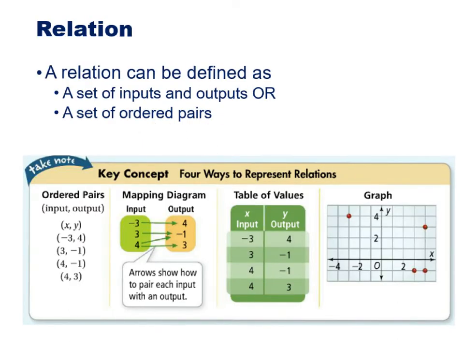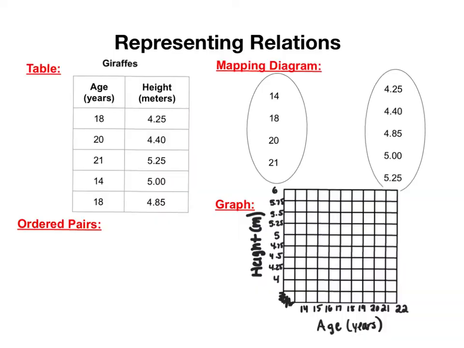A relation can be defined as either a set of inputs or outputs, or a set of ordered pairs. And we can represent a relation in three different ways. First, using a set of ordered pairs with the input comma the output, or x comma y. A mapping diagram where we draw arrows to show each input with each output. A table of values with the x as the input and the y as the output, or as a graph. Now let's practice representing relations in all three methods.